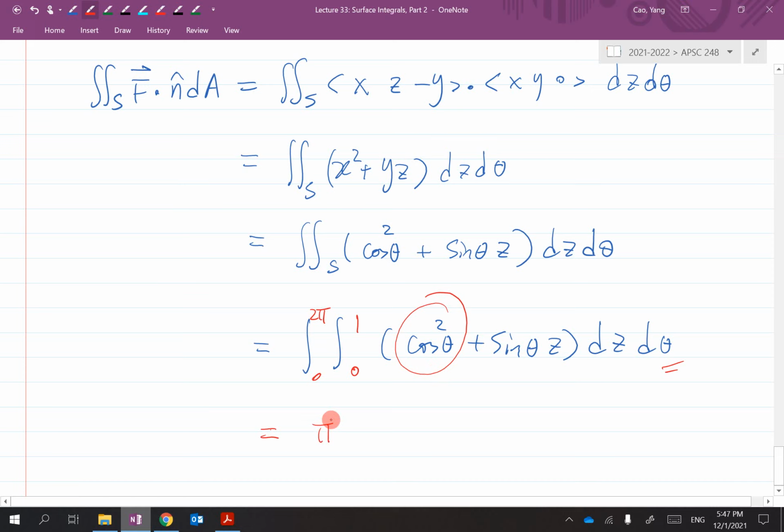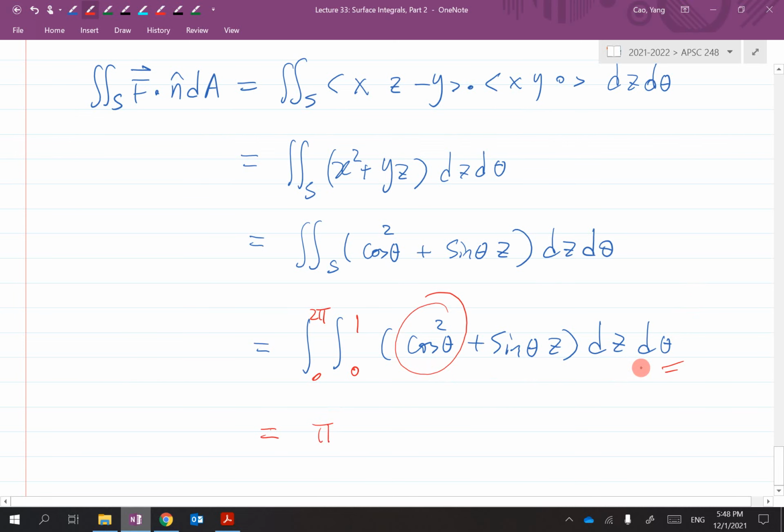Again, it's a flux, it's a new concept, but when it comes down to the fundamental calculations here, there's no difference from a double integral. There's no difference from what you have done. It's a simplified triple integral, basically, using cylindrical coordinates.